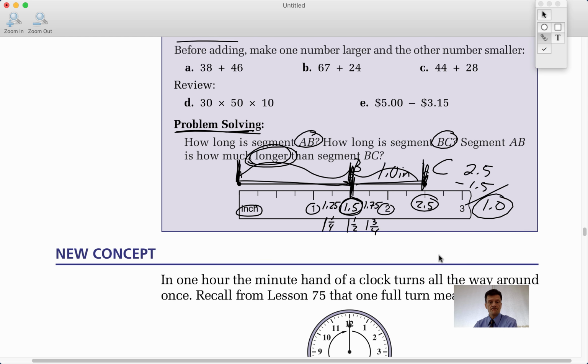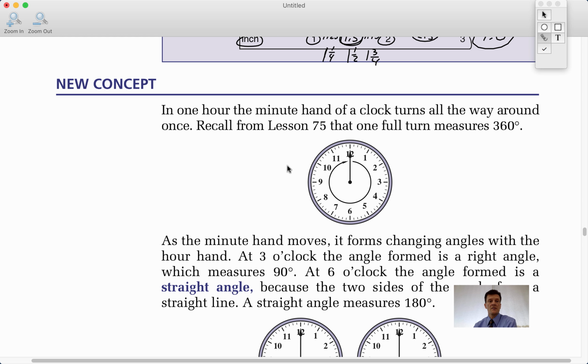Okay? All right, let's talk a little bit about our new concept. Remember, we're looking at measures of angles. It says here in 1 hour, the minute hand of a clock turns all the way around once. So in 1 hour, this minute hand is going to go all the way around the clock one time. That means it spins a full circle, and a full circle has a measurement of 360 degrees.